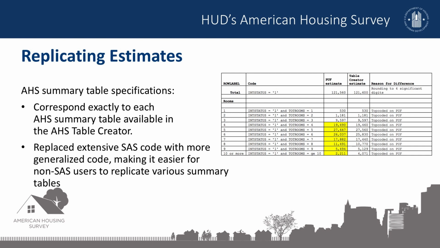We also replaced extensive SAS code with more generalized code, making it easier for non-SAS users to replicate various summary table estimates. For future years, HUD and Census will continue to produce AHS summary table specifications. Because of disclosure avoidance adjustments, estimates calculated using the PUFs may not be exactly the same as those published in the AHS summary tables. Still, summary table specifications can be a valuable tool in your work.